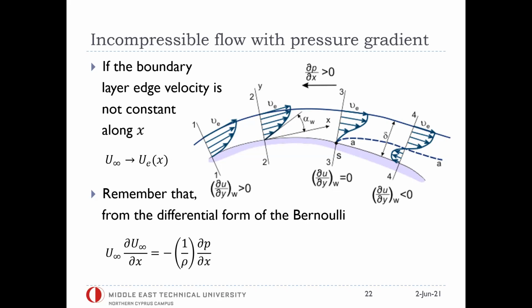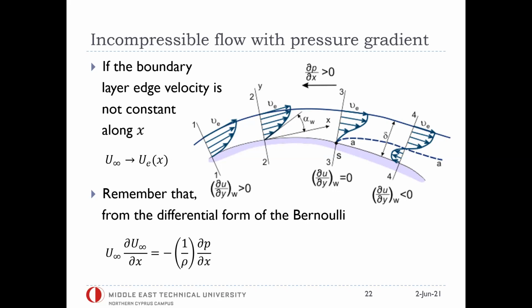Then can we still use some kind of approach like Blasius did and try to obtain a solution for that case? Okay. So here you're seeing some information. If the boundary layer edge velocity is not constant along x, which means that the edge pressure p_e is not constant along x. How do I say that? Because basically I can make use of the differential form of the Bernoulli equation. What do I mean by that?